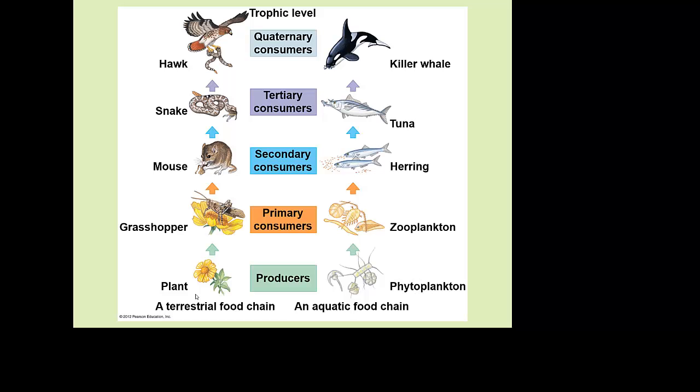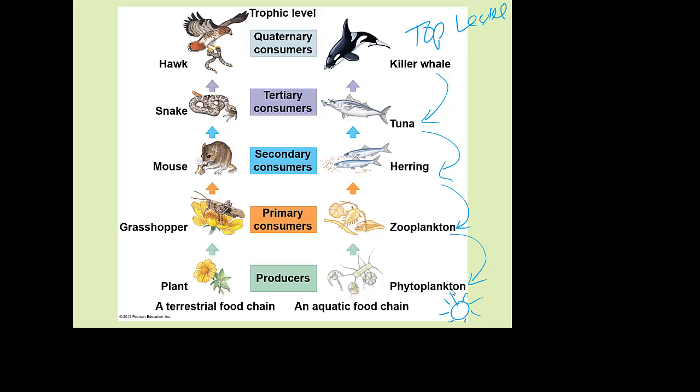Now, if we put it side by side with kind of a terrestrial system here, you can see these top level consumers are what we refer to as quaternary consumers. You can go higher than this. We don't see it very often because to be a quaternary consumer, it means you have to have all of these levels below you. You have to have, in this case, our whale eating our tuna, the tuna eating the herring eating the zooplankton eating the phytoplankton, in essence, eating sunlight, right?